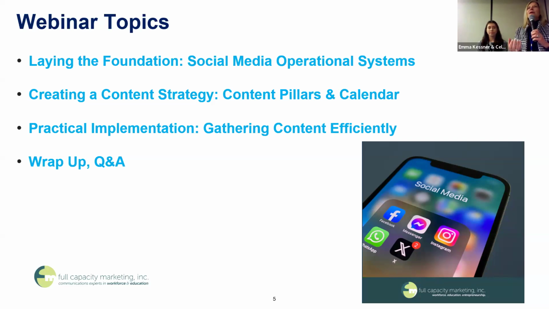And then we're going to talk about content, because if you don't have content, you have nothing to post. Where do you get that? What's the best content? How do you engage your adult learners and employers on social media? And then practical implementation. We're going to talk a little bit about AI. If you were in our AI session yesterday, we're going to give you a little bit more on gathering content efficiently, because it takes so much time.